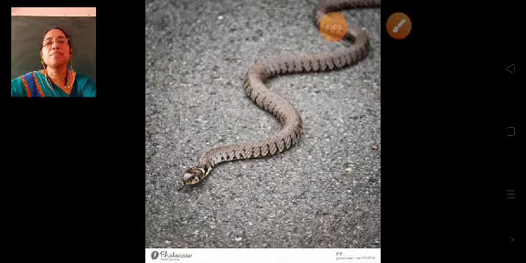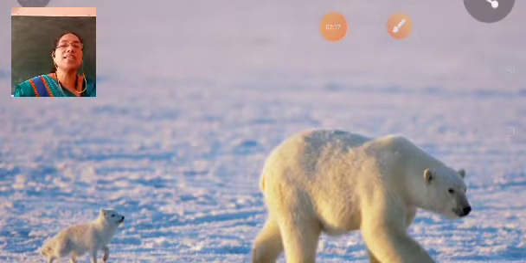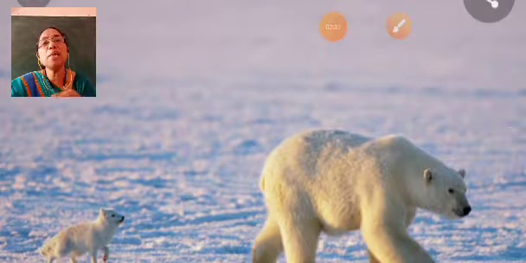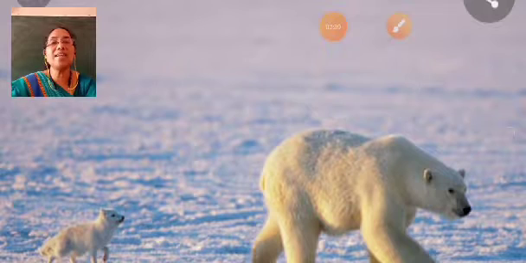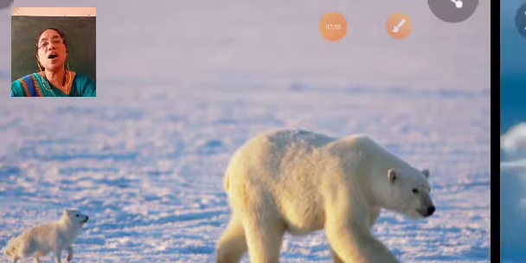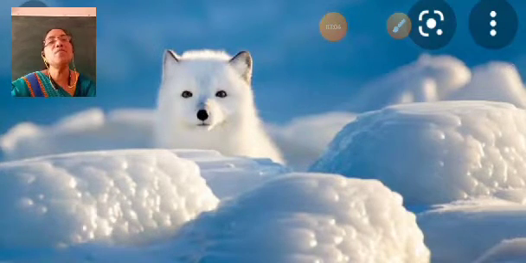Then students, animals like polar bears and Arctic foxes, they live in cold regions, right students? They have fur on their bodies to keep them warm because they live in cold regions. Okay? To protect themselves from the cold, they have thick fur on their bodies to keep them warm. They also have fat under the skin to be used as food in winter.